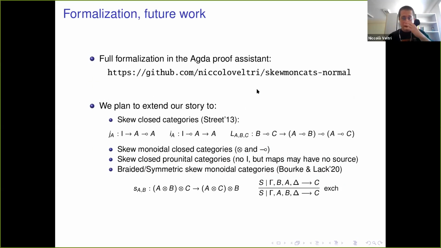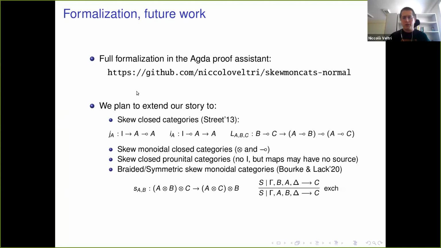And finally, let me conclude. First, I would also like to mention that we have a full formalization of the material that I presented here in the proof assistant Agda, which you can find in this link. If you read the paper, there are not that many proofs because we rely on our mechanized proofs. So if you are curious, you can go and have a look at our formalization.